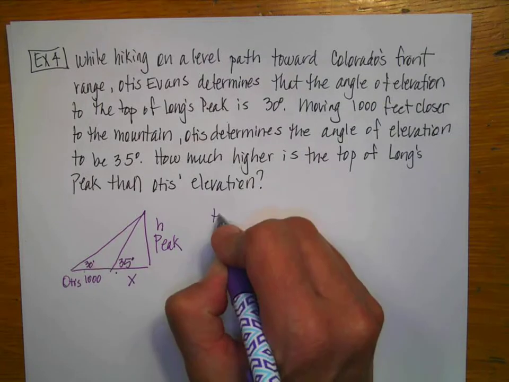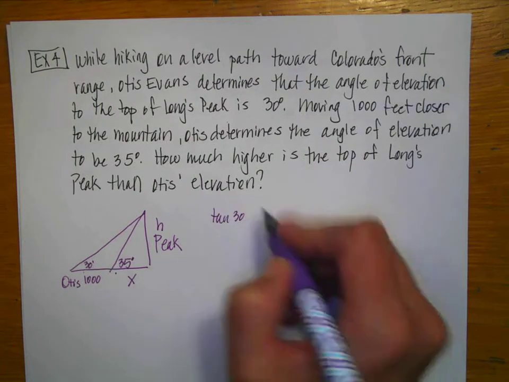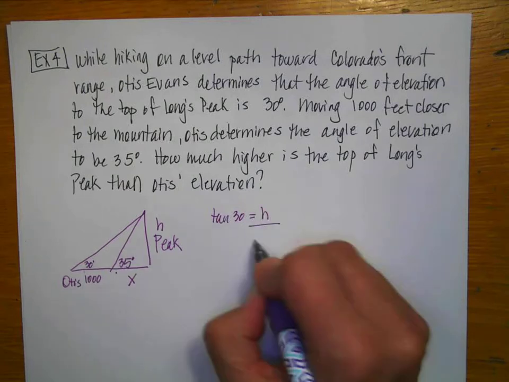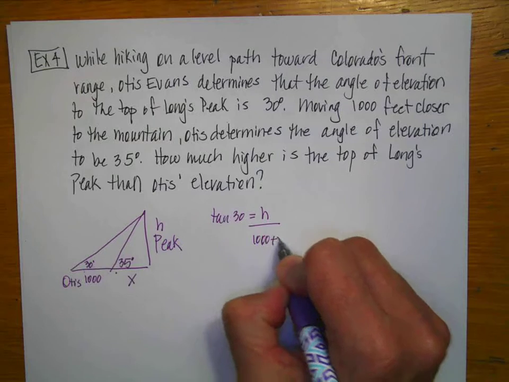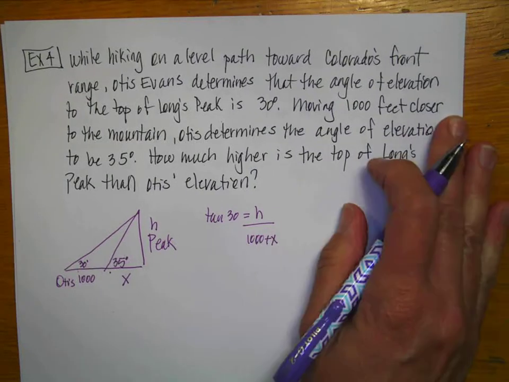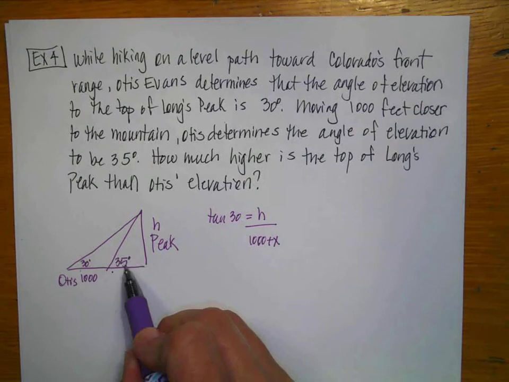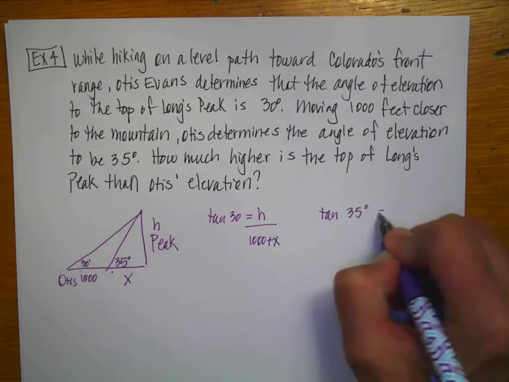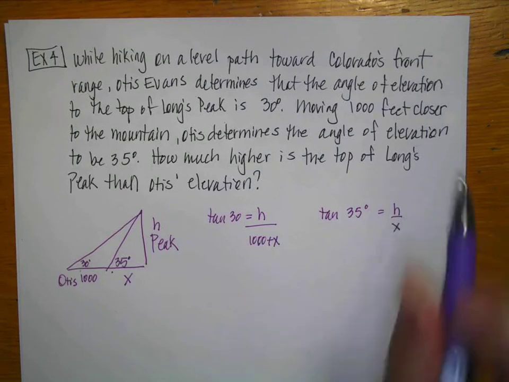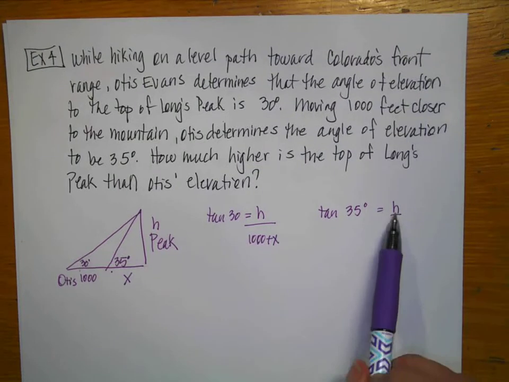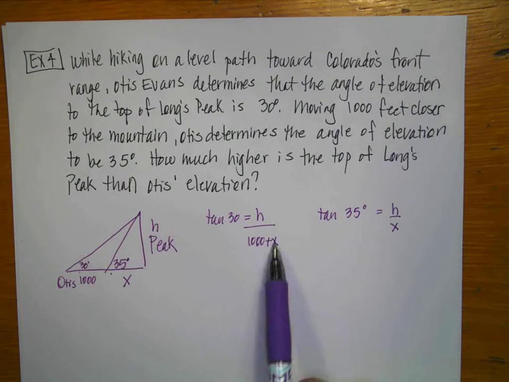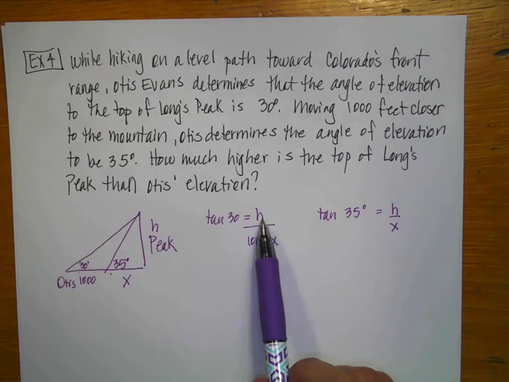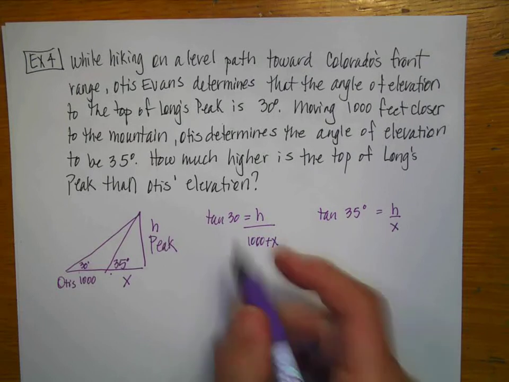If I start with the outside triangle, I would say the tangent of 30 is going to be opposite H over the adjacent, which is 1,000 plus X. At this point, I'm just going to stop there. Then I'm going to write my tangent for the other triangle. The tangent of 35 degrees is H over X. We're actually trying to solve for H, so I am going to set up both of my equations and solve for H.